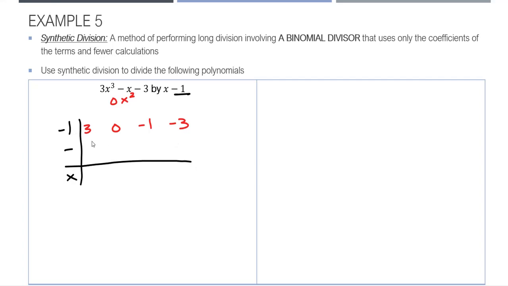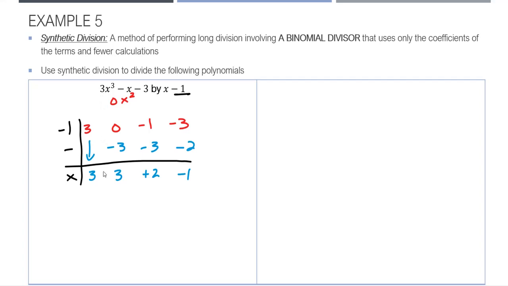So then I'm going to drag down this 3, and then negative 1 times 3 is negative 3, and 0 minus negative 3 is positive 3, and then negative 1 times 3 is negative 3, negative 1 minus negative 3 is positive 2, and then negative 1 times positive 2 is negative 2, and negative 3 minus negative 2 is negative 1.